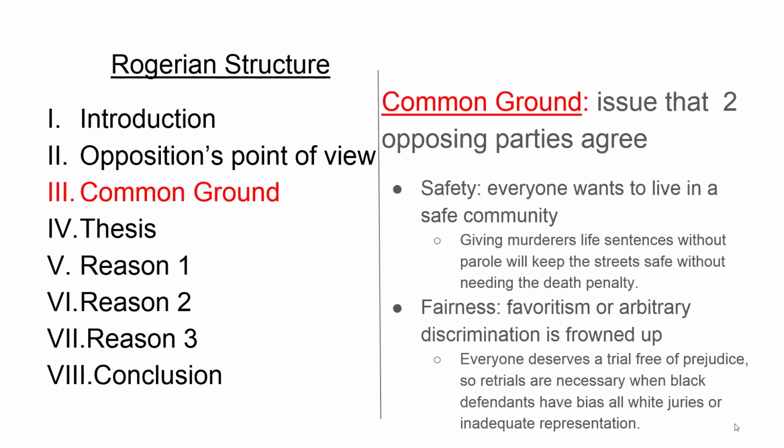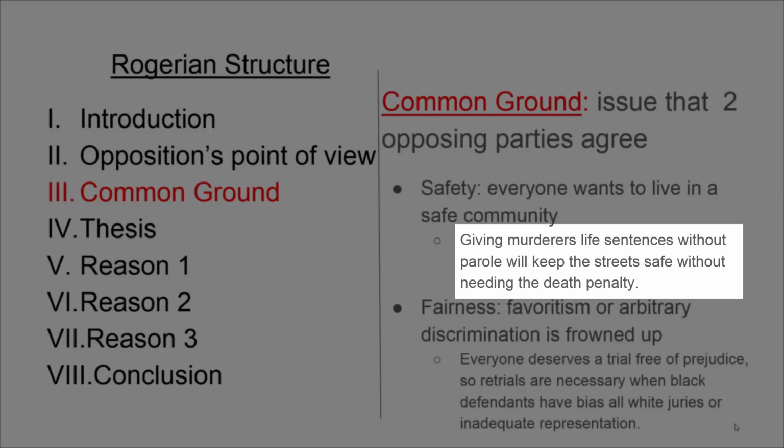One of the distinguishing factors for a Rogerian structure is the common ground. That is an issue that the two opposing parties can agree on. So when we're writing about the death penalty, both sides would have distinct opinions, but they both would agree on safety and fairness. So a common ground statement would say, giving murderers life sentences without parole will keep the streets safe without needing the death penalty.